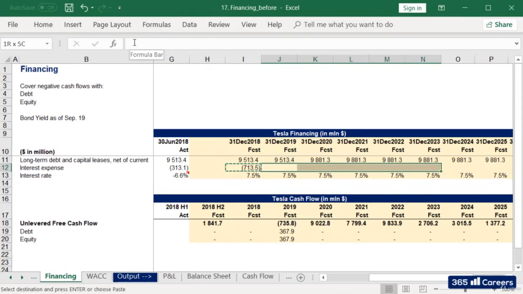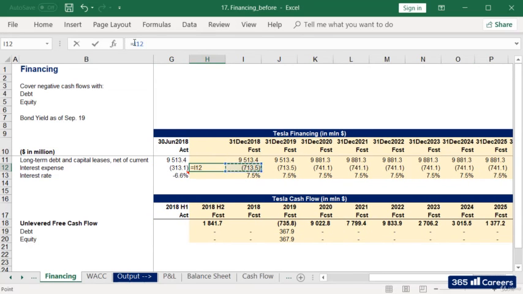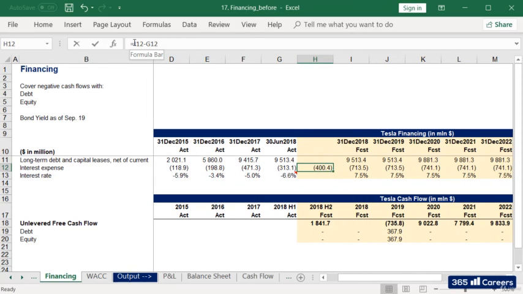By the way, let's also calculate the interest expenses for the second half of 2018, as the difference between full year 2018 and the amount of interest expenses registered for the first 6 months of the year. Okay, that's perfect. This is how we completed our financing schedule.